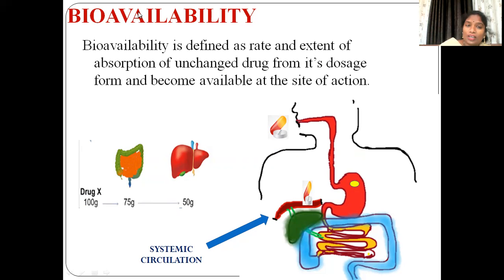Here availability means the amount of the drug present, that we call available. Where is it available in the body? Here the body is nothing but the systemic circulation. So in the systemic circulation, how much amount of the drug is available, that we call bioavailability.